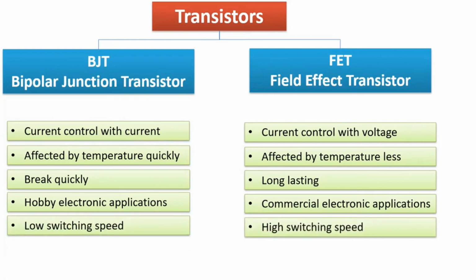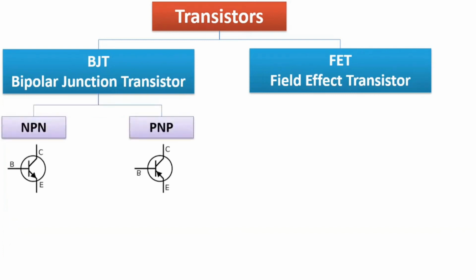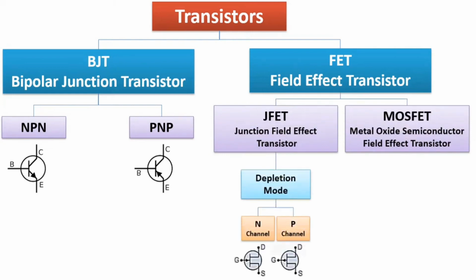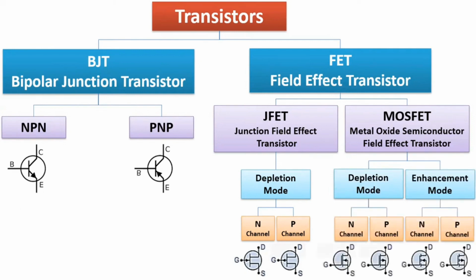BJT is divided into two groups as NPN and PNP. Symbols are as they are here. FETs are divided into two groups as JFET and MOSFET. While JFETs are produced in two types as N-channel and P-channel only as depletion mode, MOSFETs are of two types as depletion and enhancement mode. Each of these is produced in two types as N-channel and P-channel. This is the basic classification of transistors, friends.